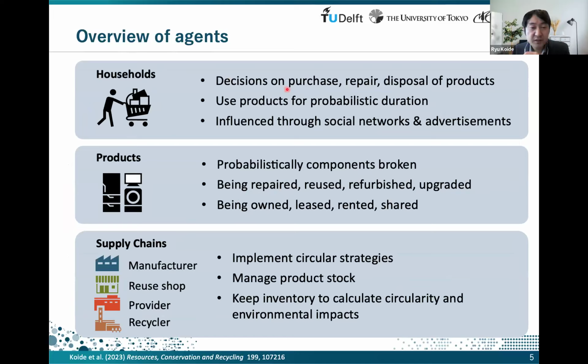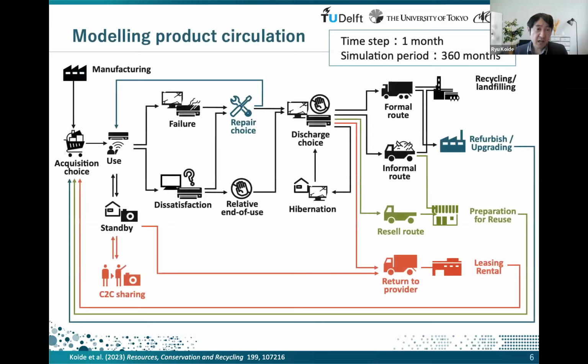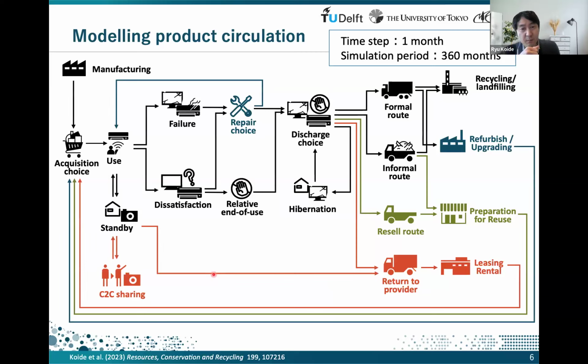And circular strategies are implemented on them, including repair, reuse, and refurbish, or they could be owned by consumers, or they could be leased, rented, or shared in the case of a product service system. And we have a more stylized representation of circular supply chain agents like manufacturers, reuse shops, and service providers. They implement circular strategies on products, and they manage product stock. And eventually they keep inventory every month to calculate the circularity indicators and also environmental impacts like greenhouse gas emissions. And here's how we model the products in our model.